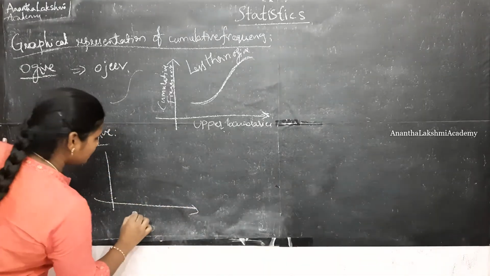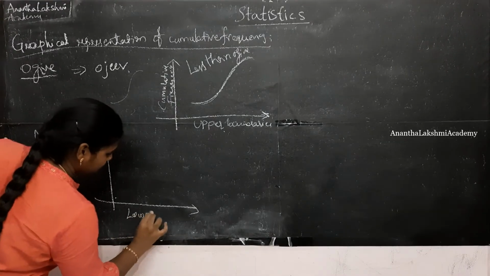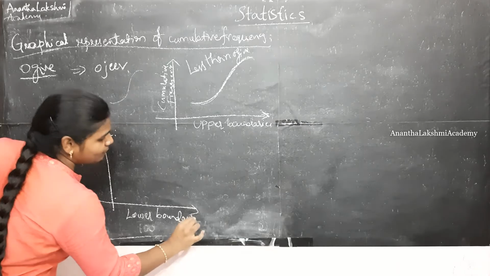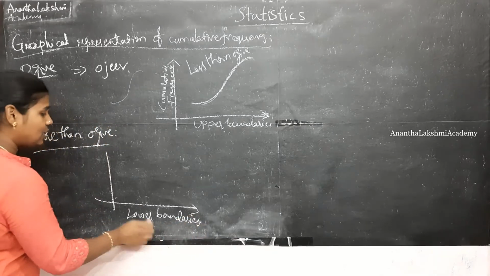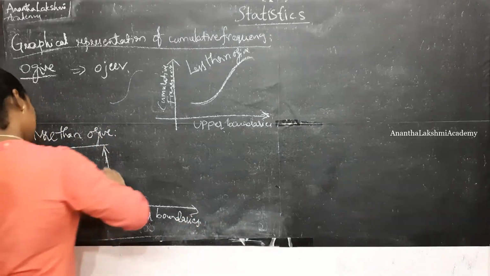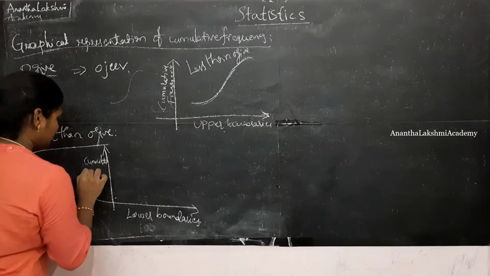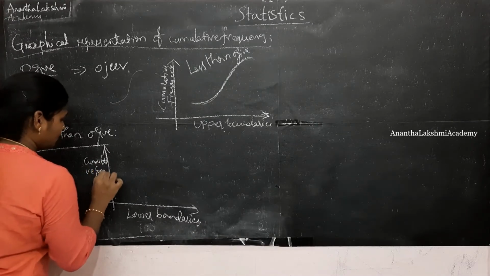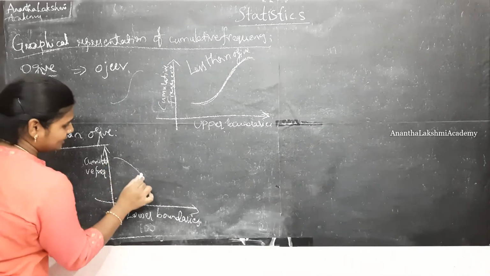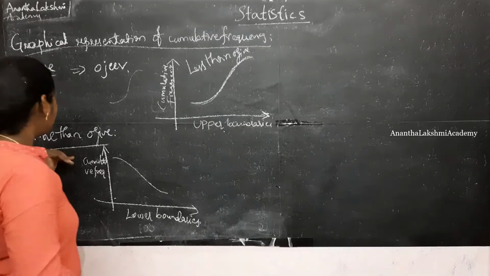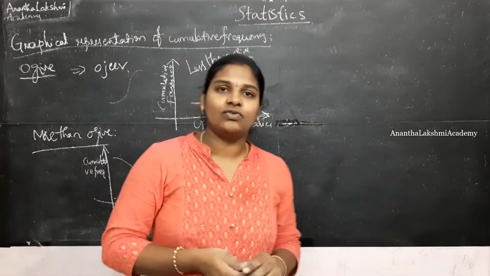Here we consider the lower boundaries. What are we going to consider? The lower boundaries. If you remember, in the more than type we consider the lower boundaries on the x-axis, and cumulative frequency on the y-axis. So this graph stands like this.